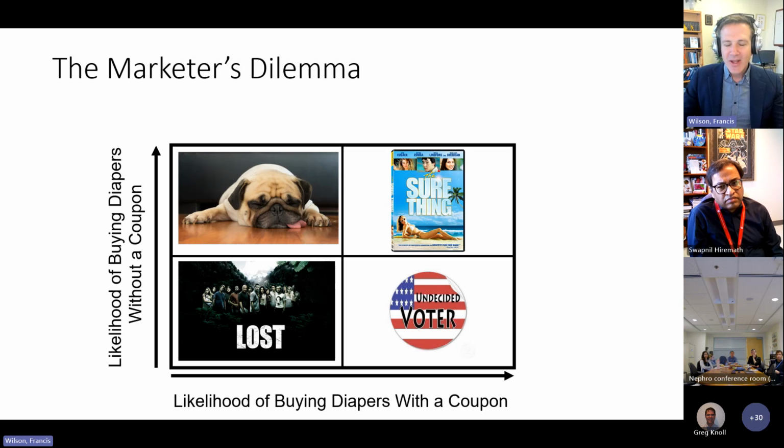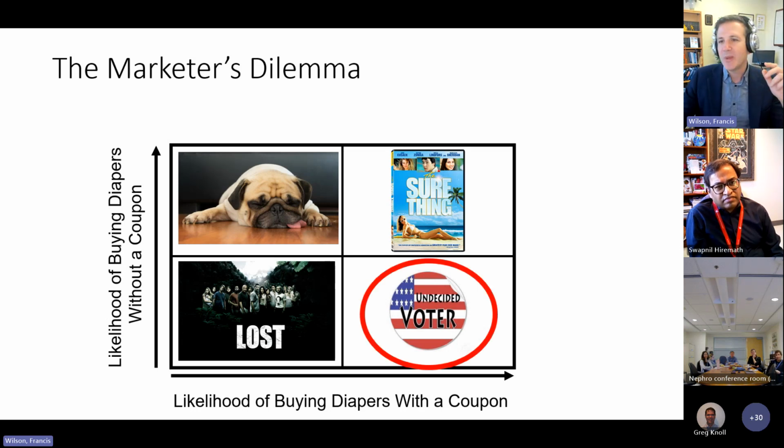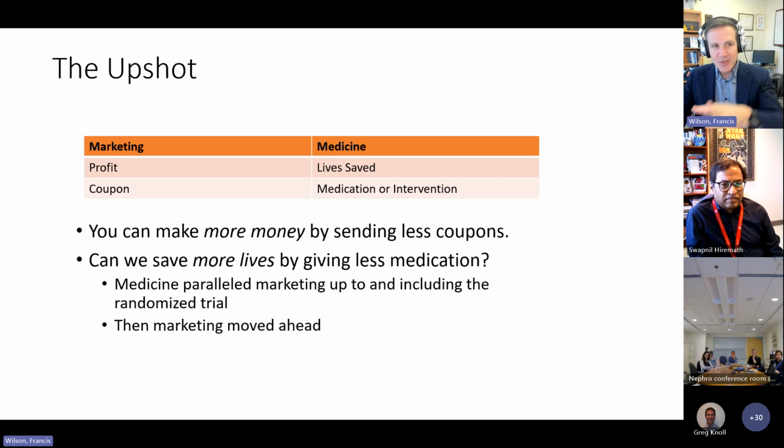And then here is your real, the group you want to target. These are called persuadables in the marketing literature. So the people that wouldn't buy the diapers, but if they got that coupon, you'd push them over the edge to a buyer. And if all you did was send coupons to these people, that's the optimal strategy. And there's a direct link between this framework and medicine. And I'll spell it out here. They are trying to maximize profit. We are trying to maximize lives saved. They are using a coupon. We're using a medication or an intervention like an alert.